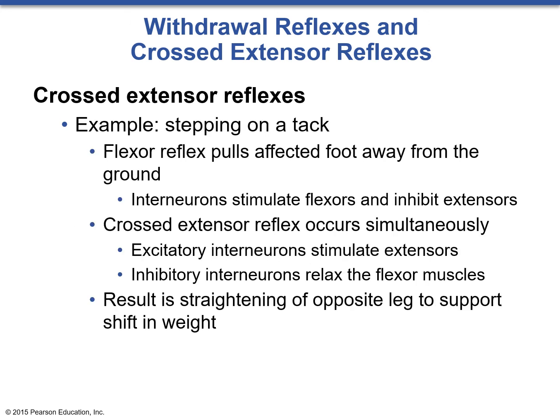So if I step on a tack, the flexors will actually pull my affected foot away from the ground. Interneurons stimulated in the spinal cord will stimulate the flexors of that leg and inhibit the extensors. Now, from there, the crossed extensor reflex will occur simultaneously, stimulating the extensors and inhibiting the flexor muscles of the opposing leg. This results in straightening the opposite leg and pulling the affected leg away.